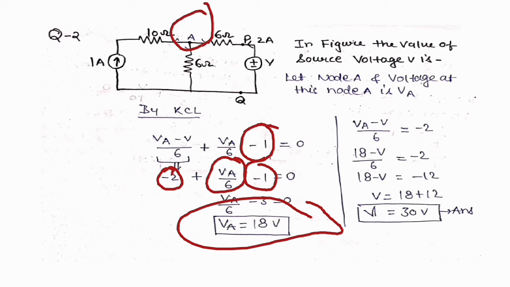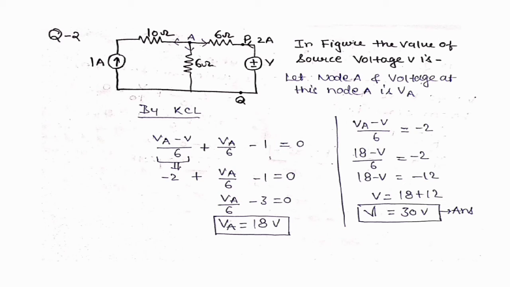Okay, so this 18 volt, minus V, is the source voltage, because in the question we want the source voltage. So now we will get VA. VA minus V divided by 6, because we think VA is greater than V. So we include VA minus V divided by 6, and we make this equation: VA minus V divided by 6 equal to -2.